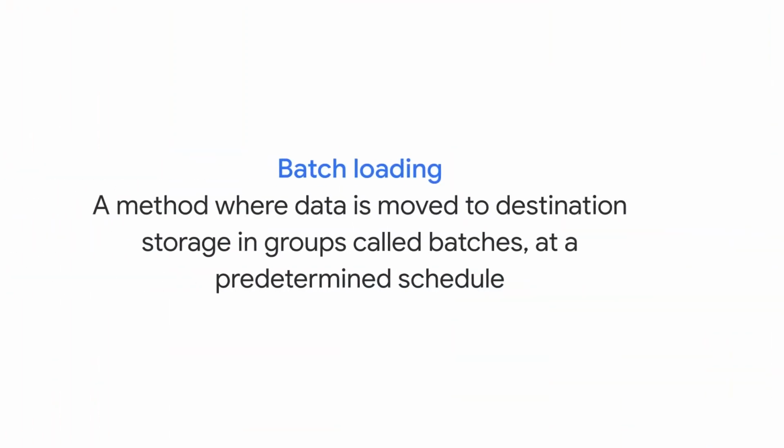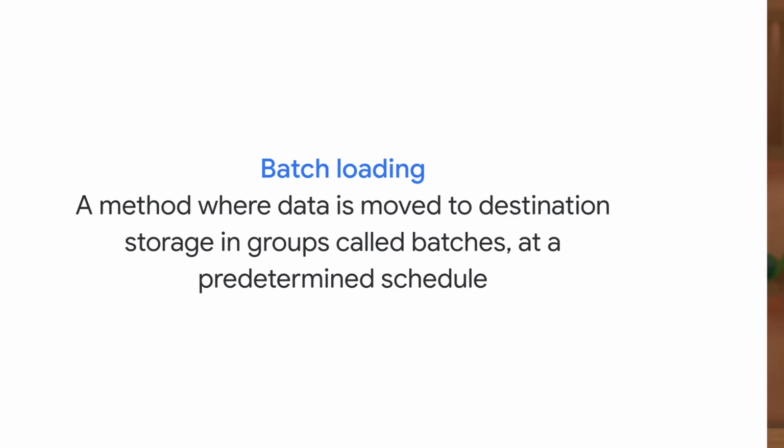Batch loading is a method where data is moved to a destination storage in groups called batches at a predetermined schedule. Batch loading is the most common way to load data. It's efficient for large data sets, but it can overload the destination storage if the data volume is high.